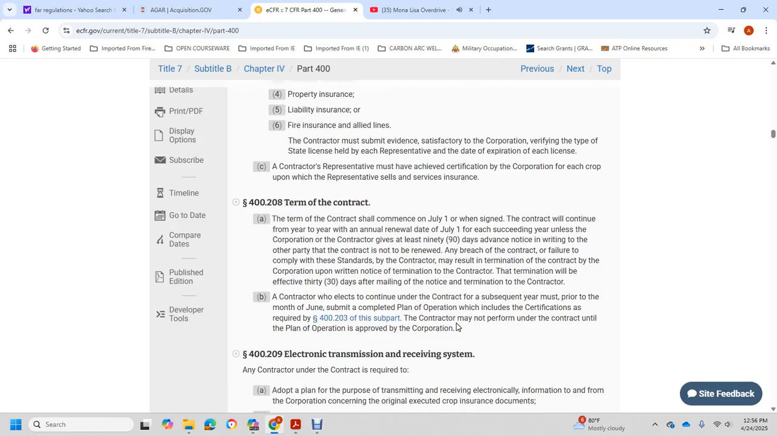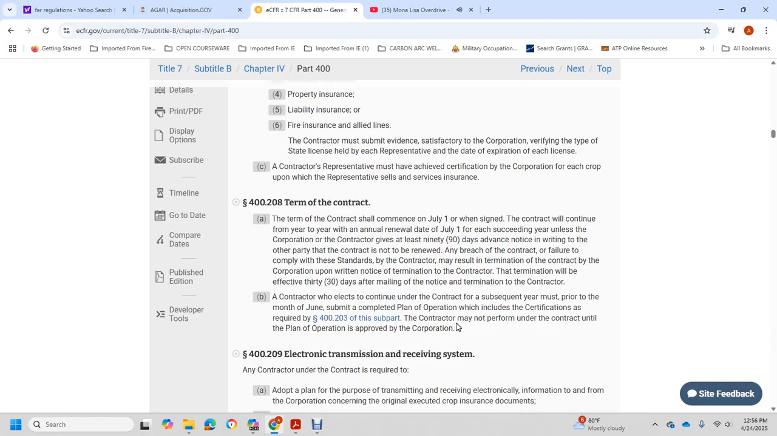402.08 Term of the contract. The term of the contract begins July 1st upon signing of the contract, with annual renewal on July 1st of the succeeding year for the life of the corporation and the contractor agreement. Either party may give 90 days advance notice to the other party of intent not to renew. Any breach of the contract or failure to comply with changes to the contract may result in termination. The corporation will provide written notice of termination, and the termination will be effective 30 days from the mailing of the notice.